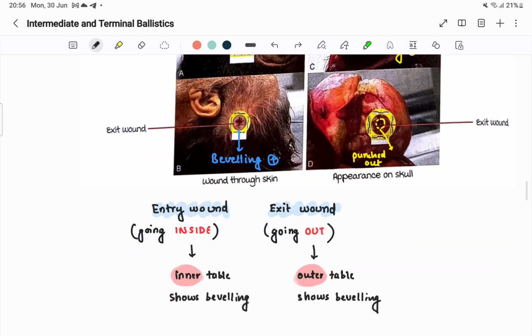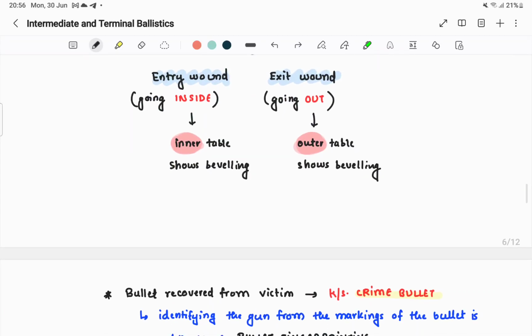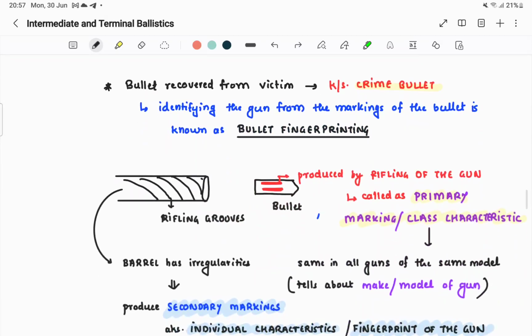These are some pictures. Exit and entry, I told you which are the things, okay. Let's discuss some medico legal aspects. A bullet recovered from the victim is known as the crime bullet. Identifying the bullet from the markings of the bullet is called bullet fingerprinting.